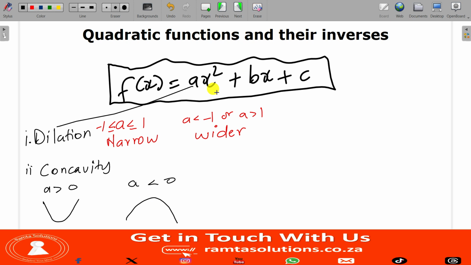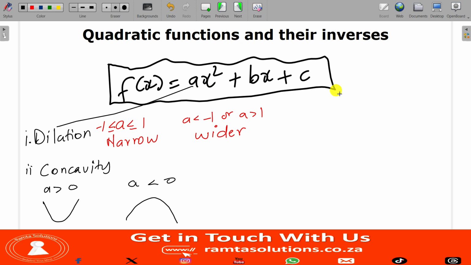This b will basically affect the y value of the turning point. It affects almost everything, so we're not going to look much into it. It affects your x-intercept. It affects how your function moves to the left or to the right, and also how it moves up and down. It plays a role in those, so we're not going to talk much about it.